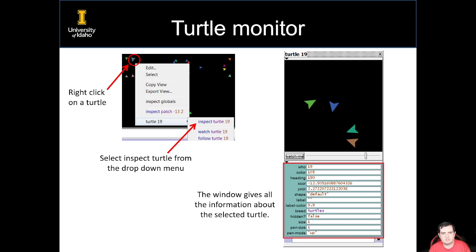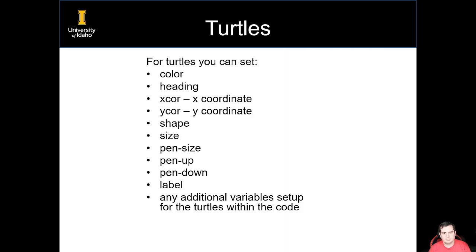So if you right-click on one of those turtles, you can inspect the turtle. And you're going to see all this information that pops up about that specific turtle. Their who number, what color they are, what their heading is, where they are, what their shape is. So you can see all of these different things that exist for that turtle. Here's another list. Whenever you create variables for turtles, you can also see those listed in there.